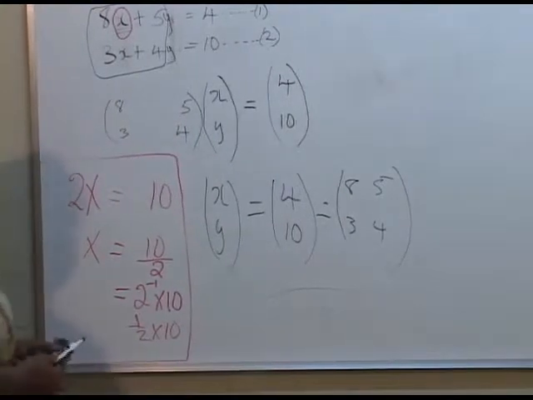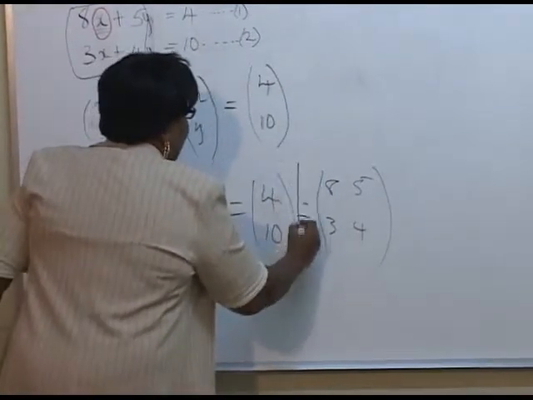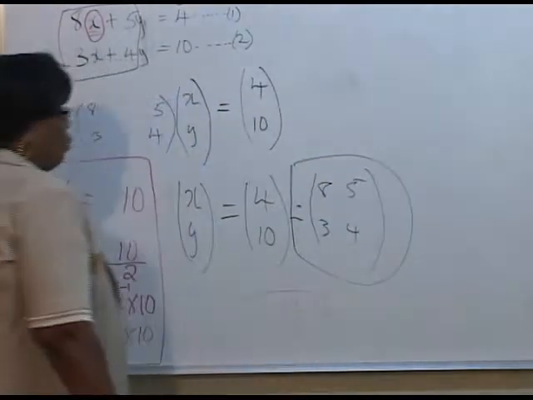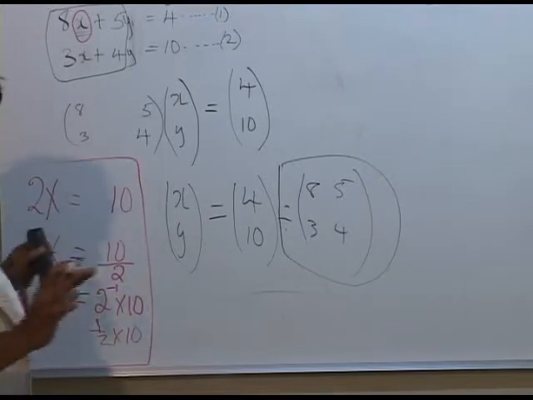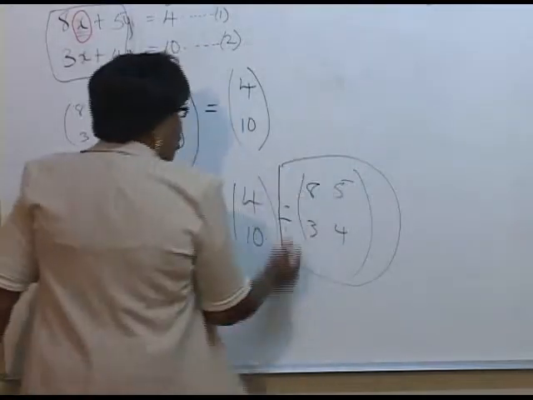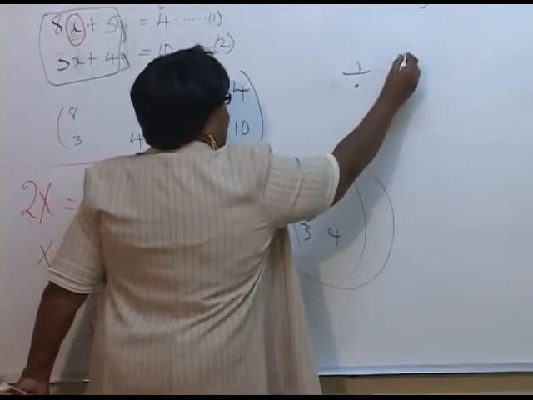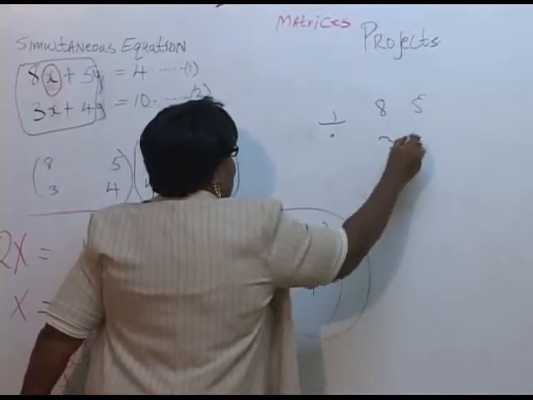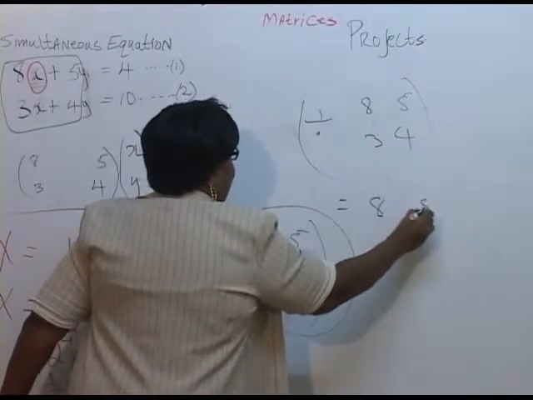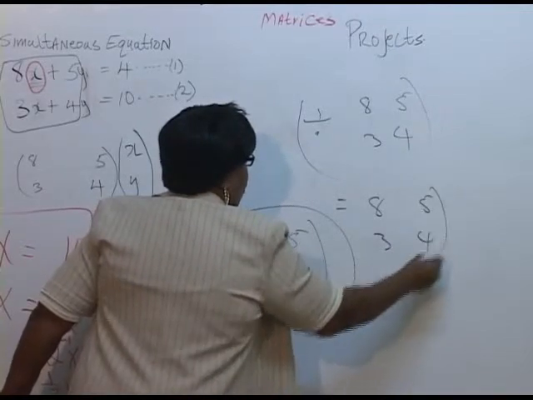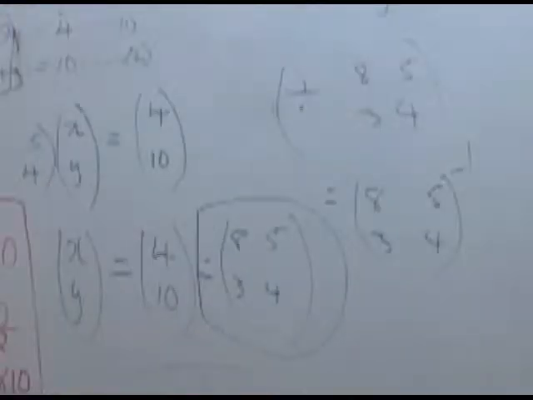So what we do, instead of saying divided by 8, 5, 3, 4, we just call it the inverse. So that this part here, what you would have been saying as divided by 8, 5, 3, 4, gets represented as 8, 5, 3, 4, the inverse. Okay? And that is where the inverse of the matrix comes from. We're taking you right back.